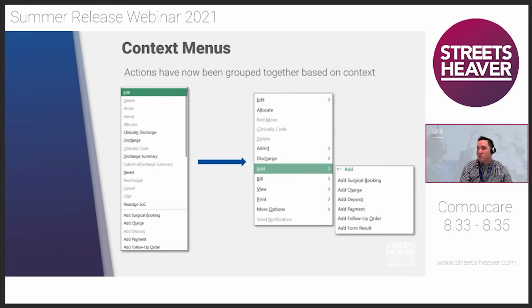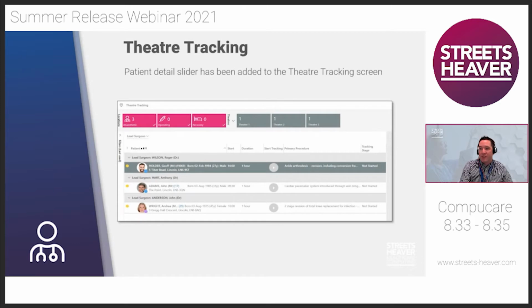So just moving on, next one that we wanted to go through, just a little change again. This is a screen grab of the current theatre tracking screen, and you can see it's currently displaying the patient photograph, it's displaying the patient's date of birth and their address and things like that.